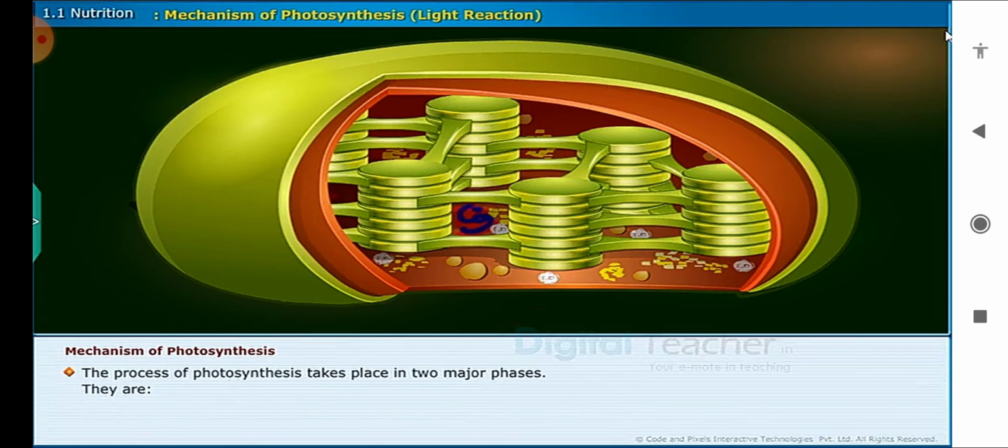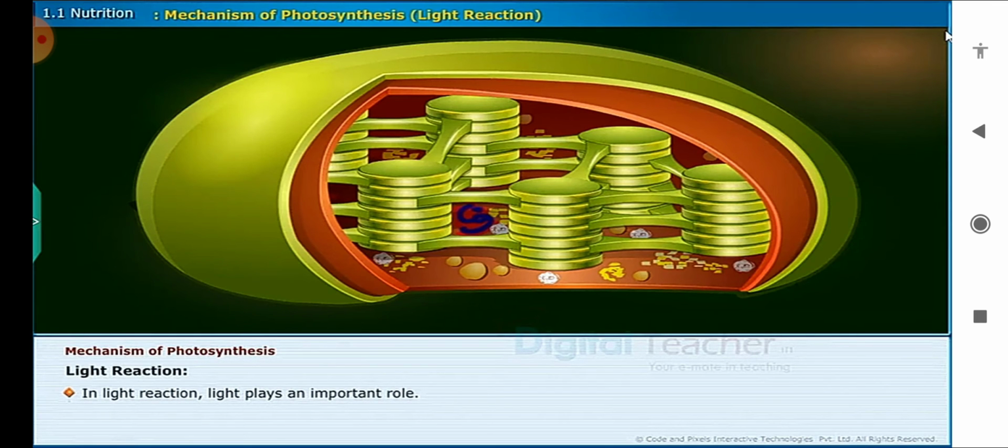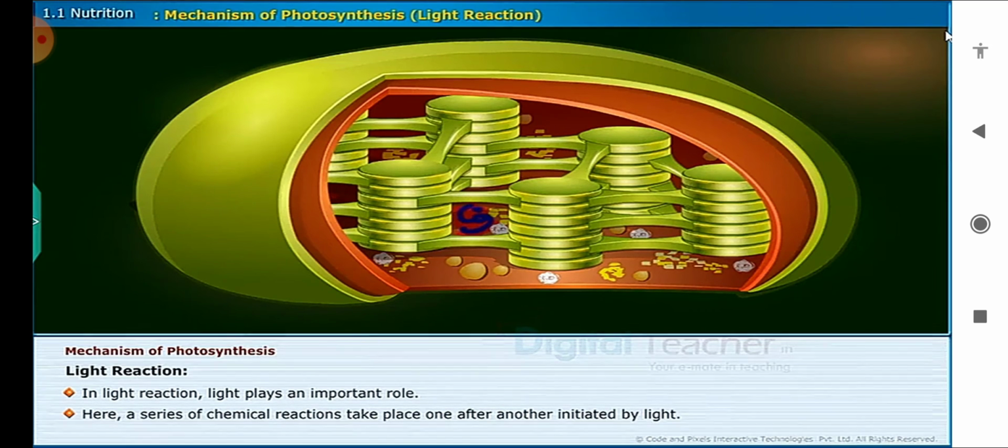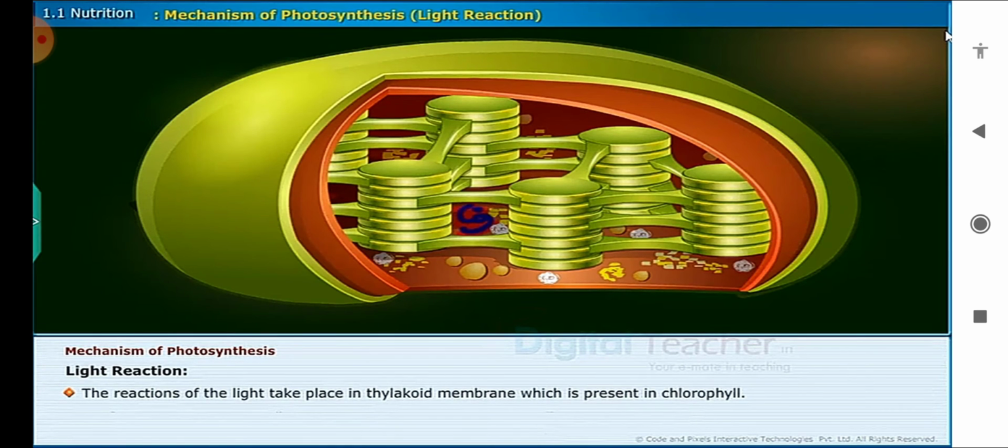The process of photosynthesis takes place in two major phases. They are light reaction and dark reaction. In light reaction, light plays an important role. Here, a series of chemical reactions takes place one after another, initiated by light. Hence, this phase is technically termed the photochemical phase. The reactions of the light take place in the thylakoid membrane which is present in chloroplasts. Thylakoids are termed grana of chloroplasts.